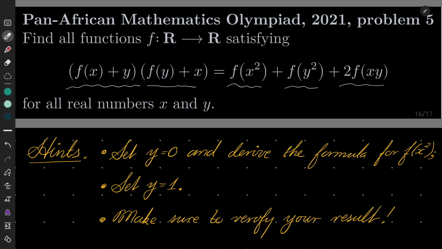So my hints for this problem: try first setting y to be 0 and try to derive the formula for f(x)^2. Then try to set y to be 1, and that should be sufficient to find f(x). And finally, make sure to verify your result in the end. So give this problem a try and I will see you in a moment.